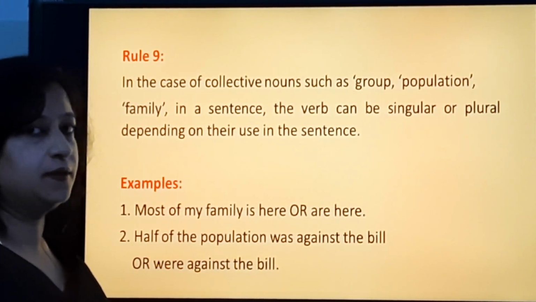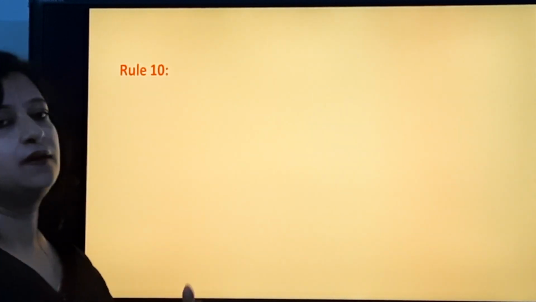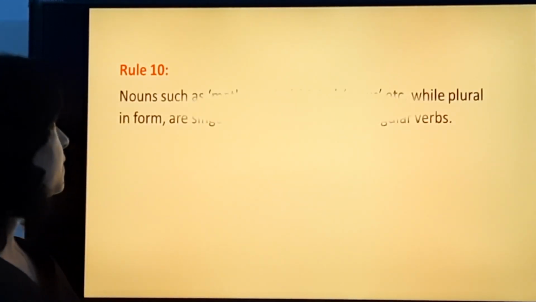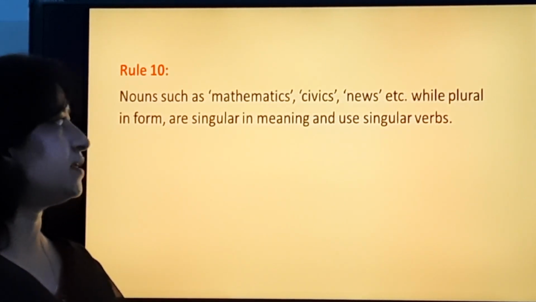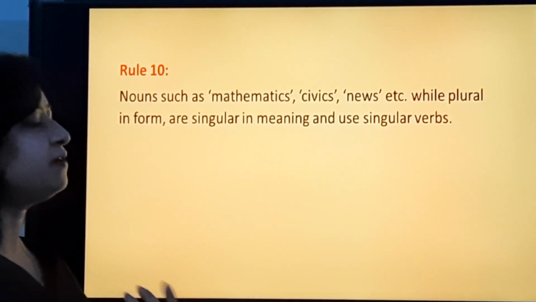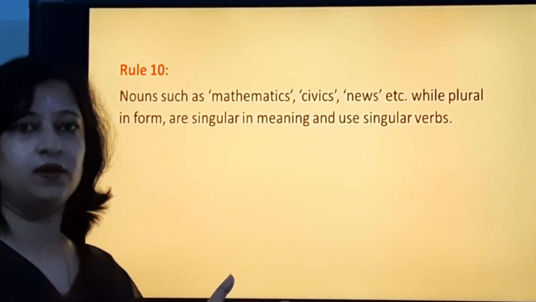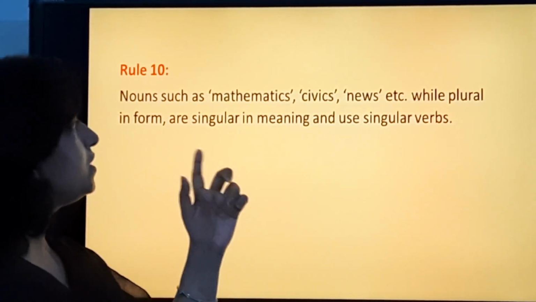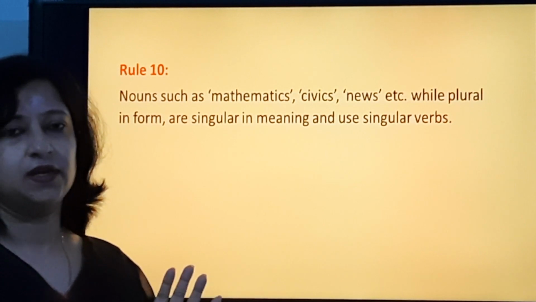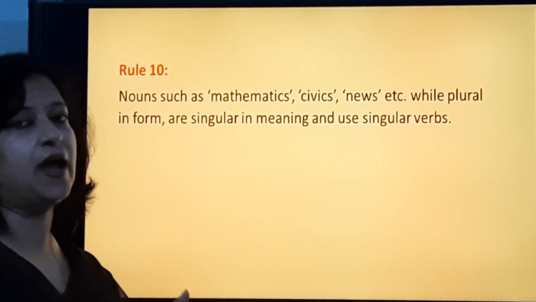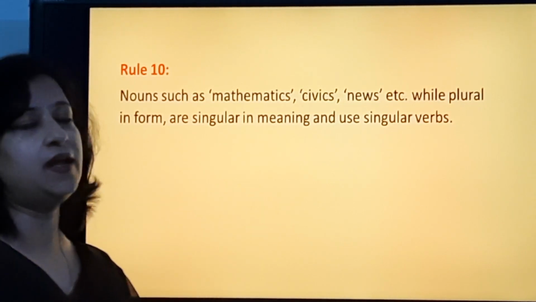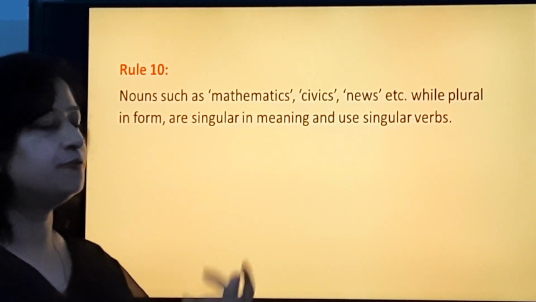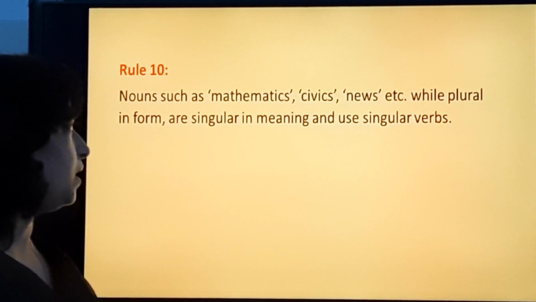Okay children, let's see the next rule. Nouns such as mathematics, civics, news, etc., while plural in form, they seem to be plural when we read these words because they end with S. So they seem to be plural, but actually they are singular subjects. They are singular in meaning, and a singular verb will be used with them. How?